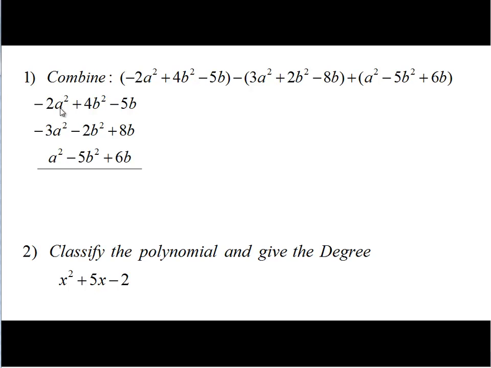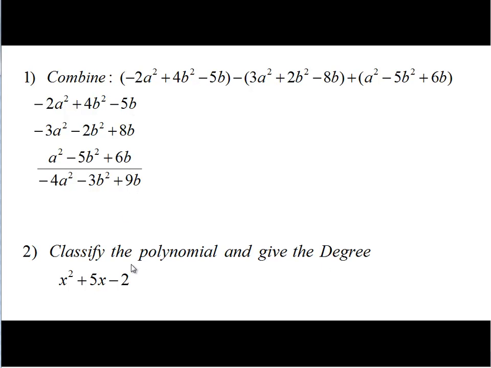Then you can just add up vertically. It's much easier. Take the front numbers, negative 2 and negative 3 is negative 5, plus 1 is negative 4. Combine the b squareds, gives you negative 3b squared, and combine the b's at the end, and you get 9b.